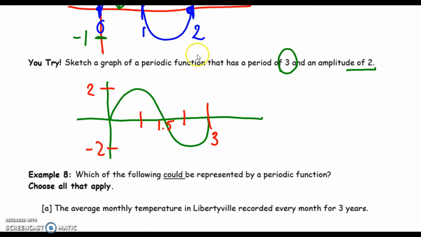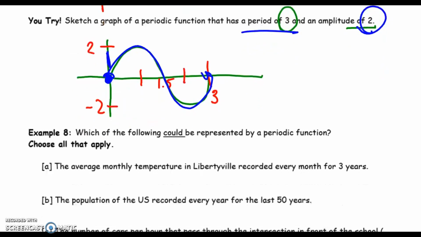Perhaps you came up with something like this. Again, it is open-ended, so it could look different. But notice I have one full cycle from 0 to 3, so that's where I'm going to get a period of 3. And I labeled my max and min, since I did start at 0. My amplitude is going to be easy because I can label my maximum at 2 and my minimum at -2.